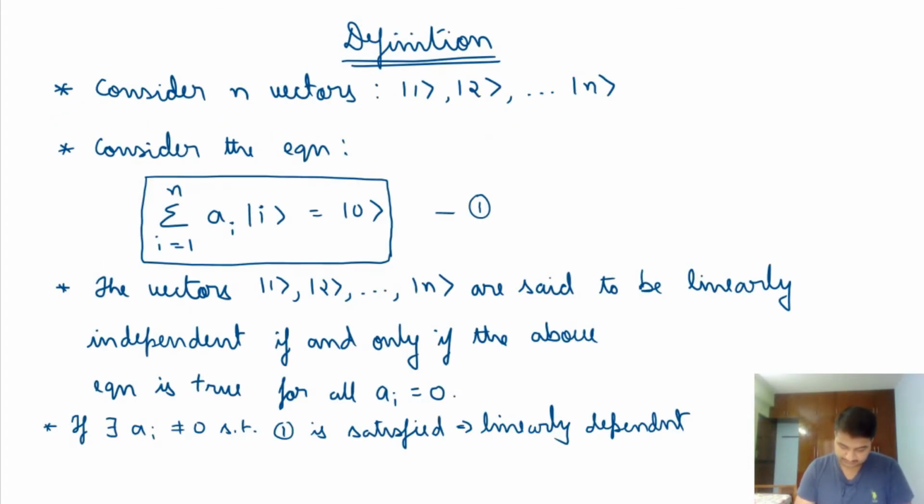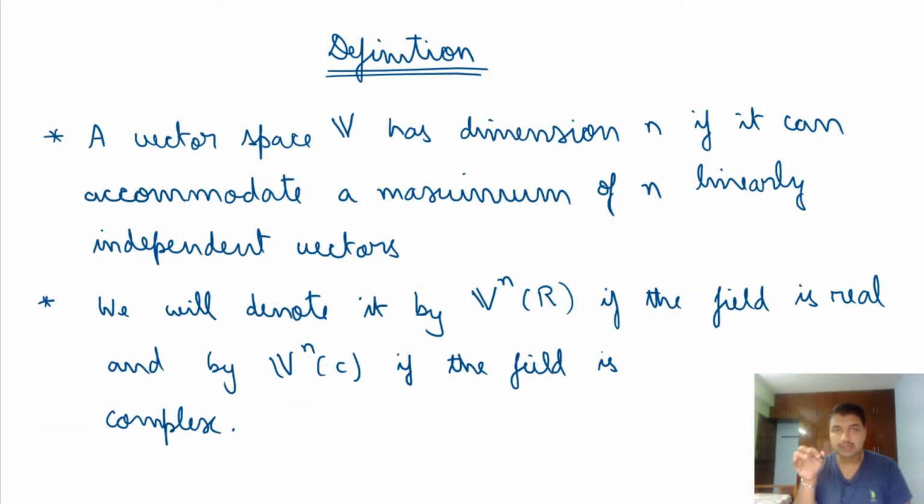So this is the definition of linear independence of a vector space, which we had discussed in our previous video. This is just so that you can recall. If you want to recall, you can pause the video and just look at this slide. And once we know this, we are now ready to define what we mean by dimension of a vector space.